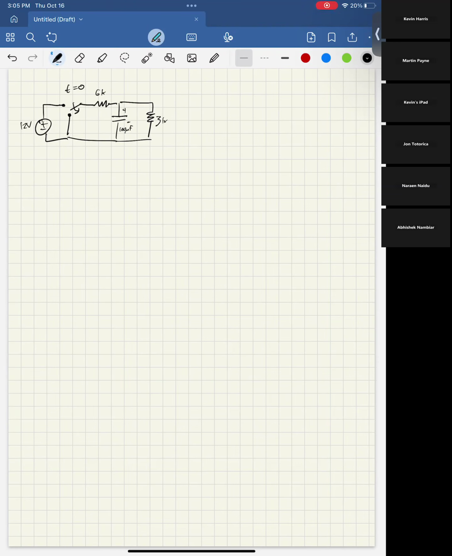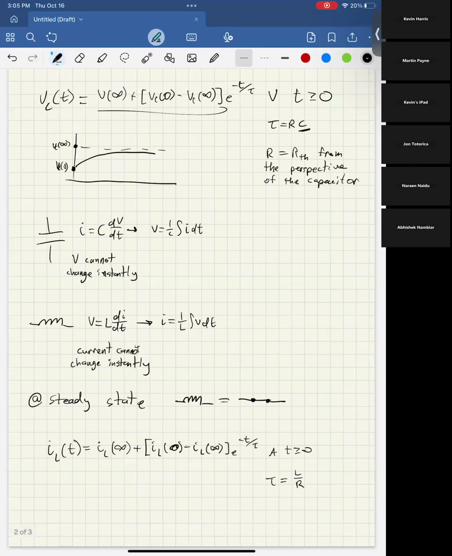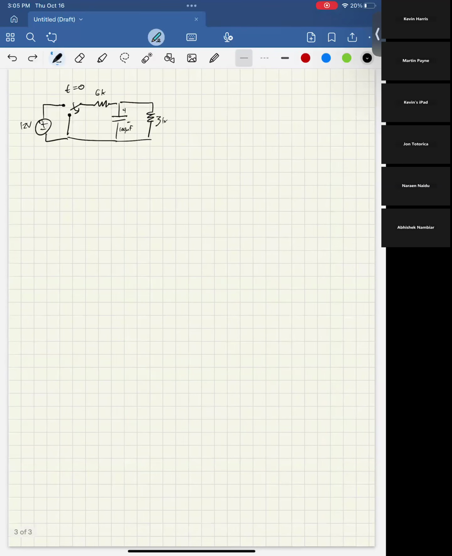And for this, as I said before, we have to find our VC of infinity and our VC of 0. So to start, we'll find our VC of 0. These questions will always say the switch was in position 1 for a long time before going to position 2. All that's saying is that for VC of 0, we treat the capacitor as an open. Because it was in this position for a long time, it was open. And since the voltage can't change instantaneously at VC of 0, when we're solving for that, we treat it as open.